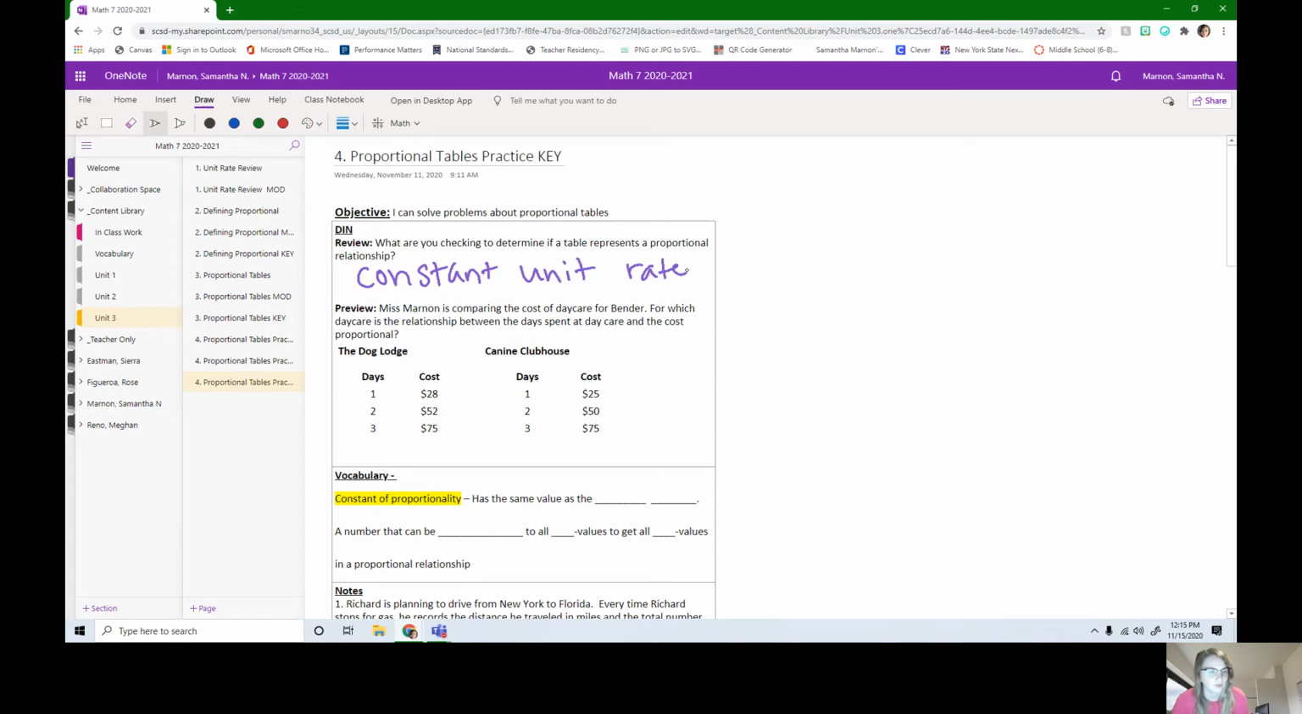So for our preview question, we have Miss Marnon comparing the cost of daycare for Bender. For which daycare is the relationship between the days spent at daycare and the cost proportional? So pause the video. Put in a unit rate column on both of these tables, so put a K, and then find the unit rate.